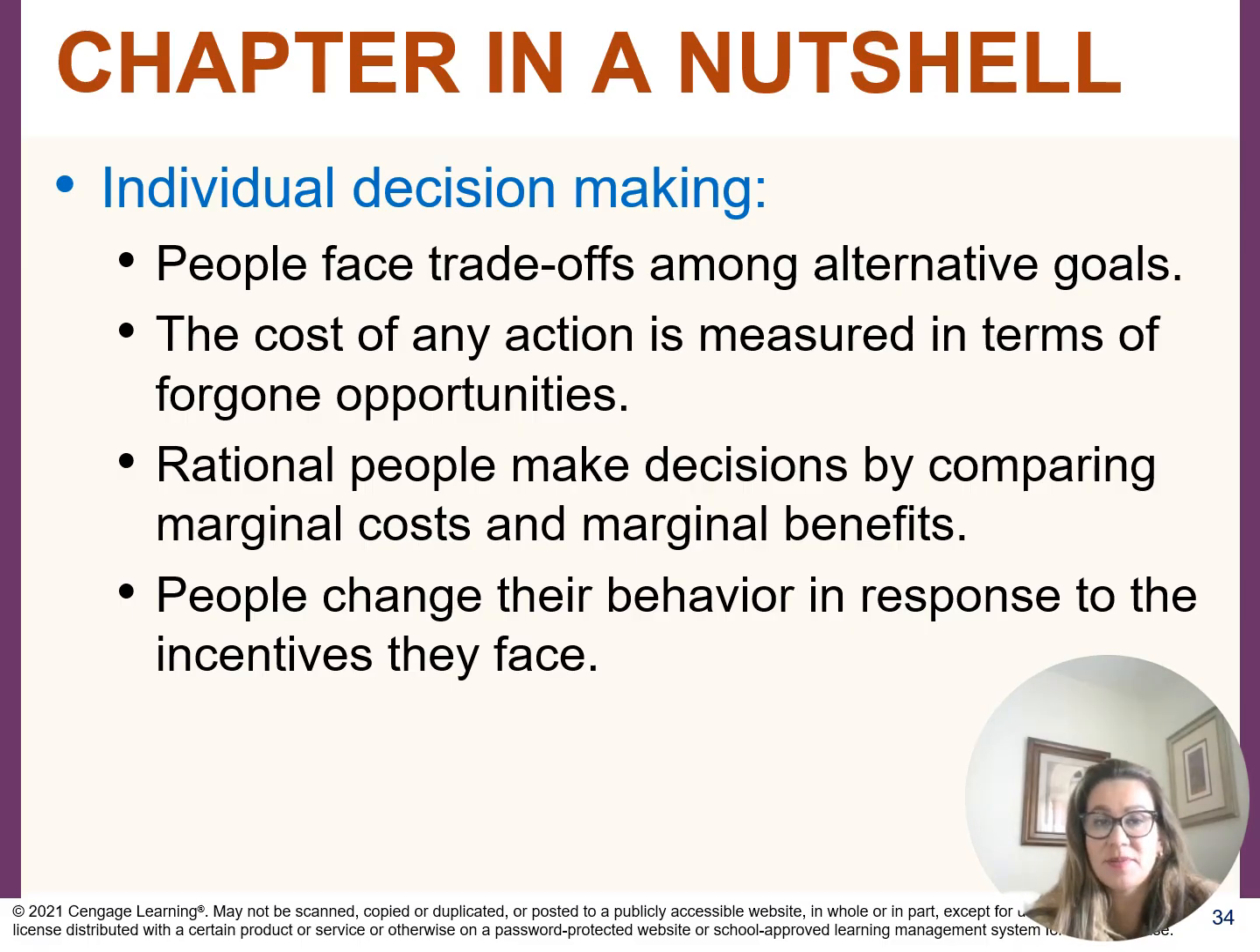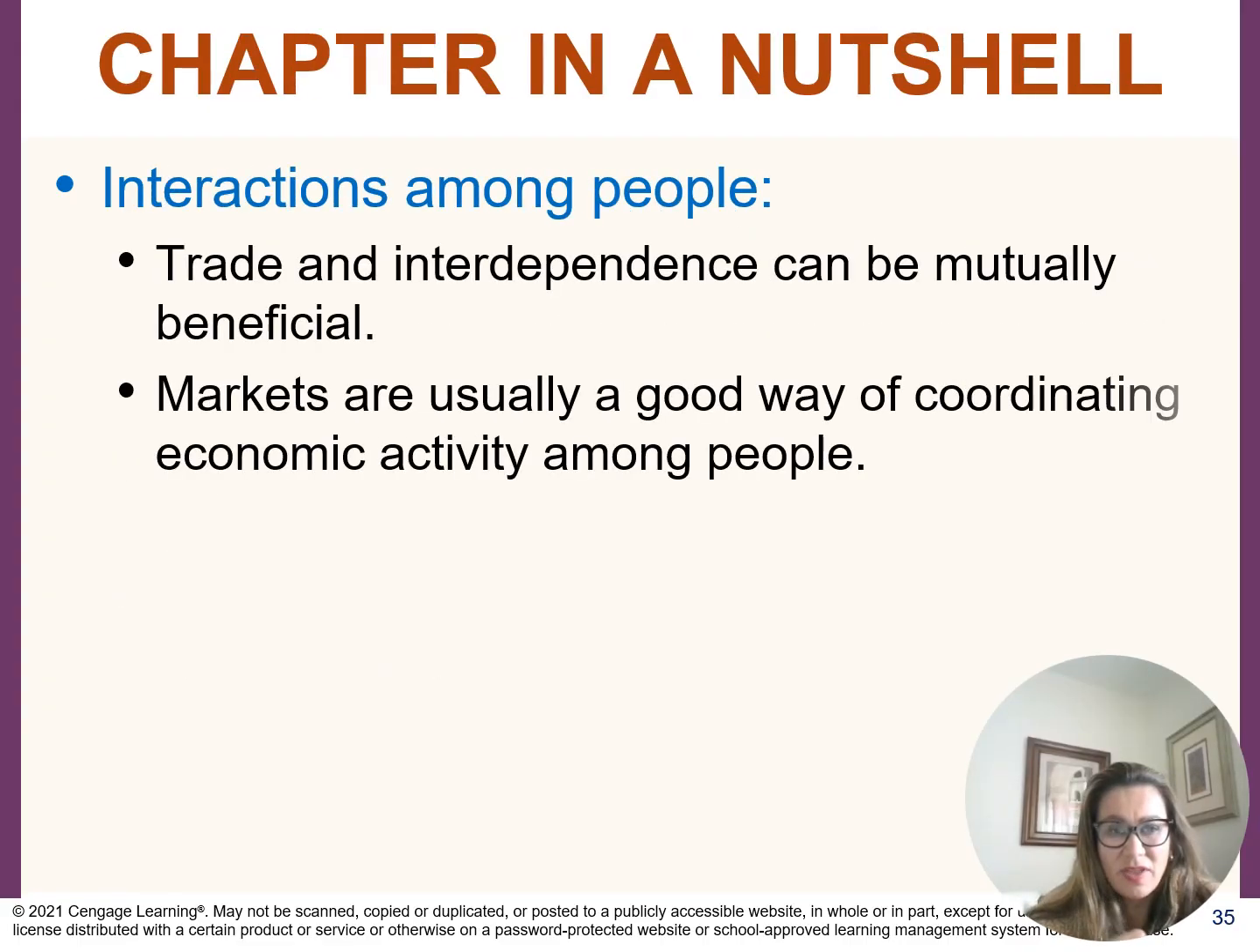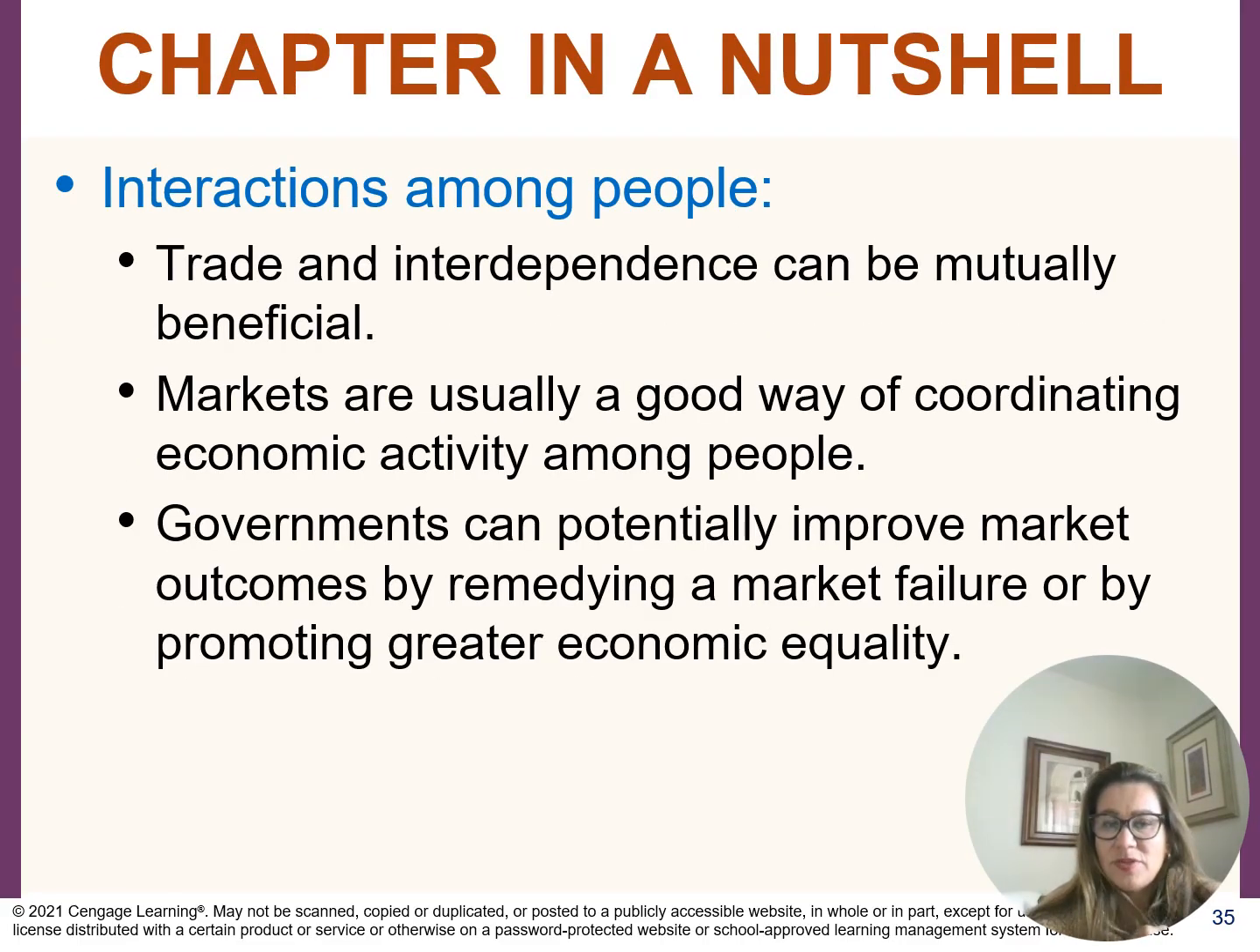So these are all principles that have to do with individual decision making, and they are studied under the microeconomics umbrella. The second category of the principles of economics is interactions among people. So there are these principles that are related to how people interact. So the first one is trade. Trade can be beneficial, right?